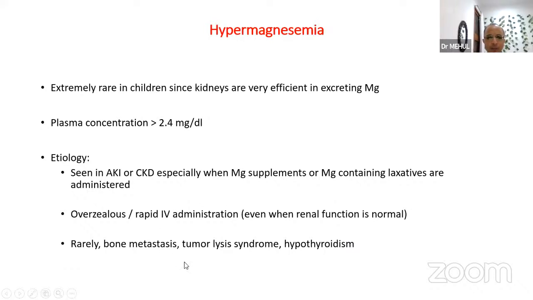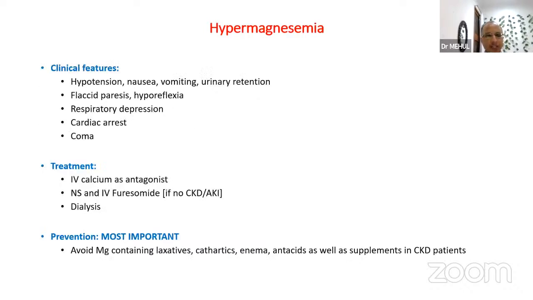And very rarely it could be because of tumor lysis syndrome, bone metastasis, when there is a sudden release of intracellular ions, including potassium, phosphate, and magnesium into the circulation, which the kidney is not able to get rid of. Clinical features, we are all familiar. It can cause hypotension, flexus paresis, respiratory depression, and certainly it can cause cardiac arrest and coma as well.